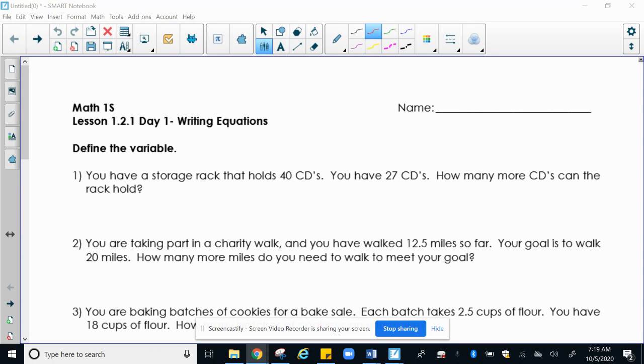Notice the directions are simple. It just says define the variable. Notice it doesn't say solve the problem, it says just define the variable for these starting ones.